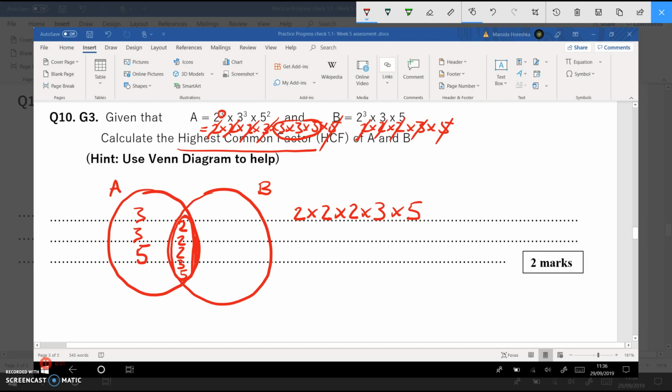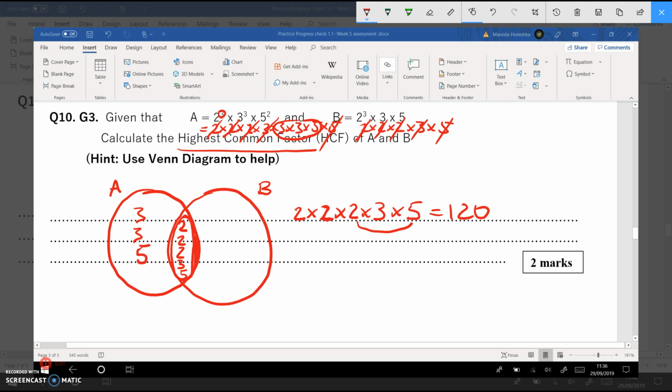So multiplying these out, we'd have 2 times 5 makes 10, 10 times 3 makes 30, 30 times 2 makes 60, and 60 times 2 makes 120. But you could have done 2 times 2 times 2 times 3 times 5 in any order. It does not make any difference.